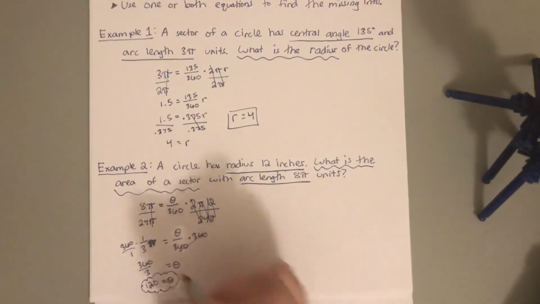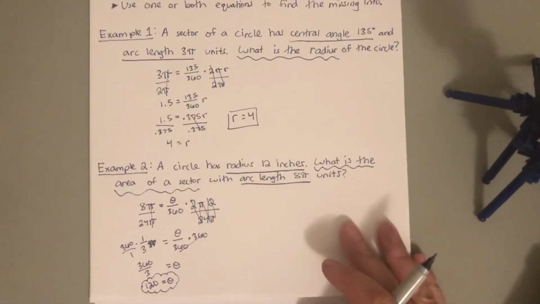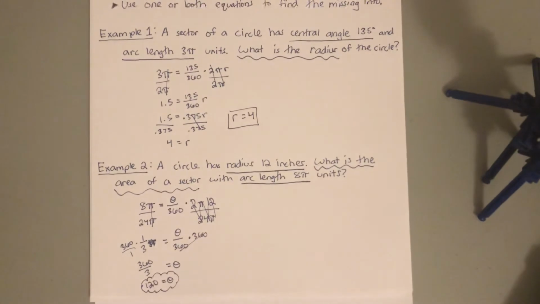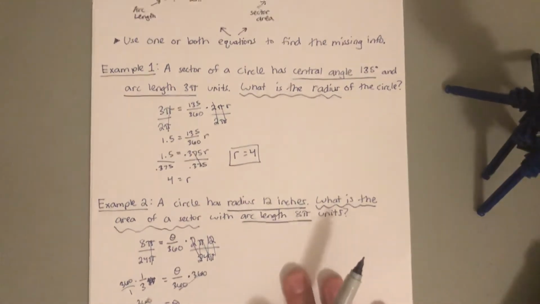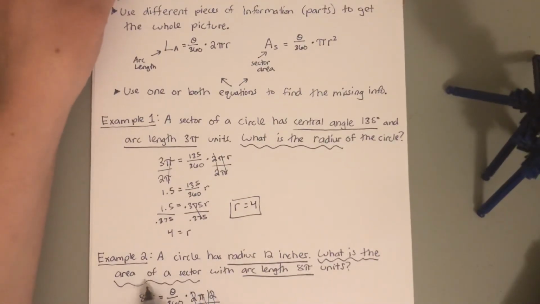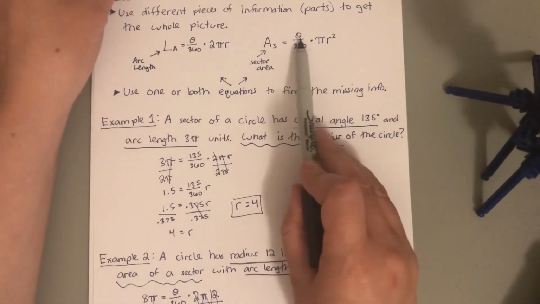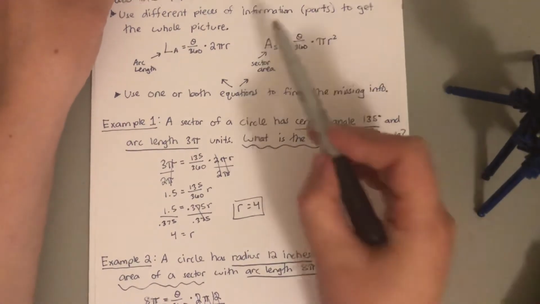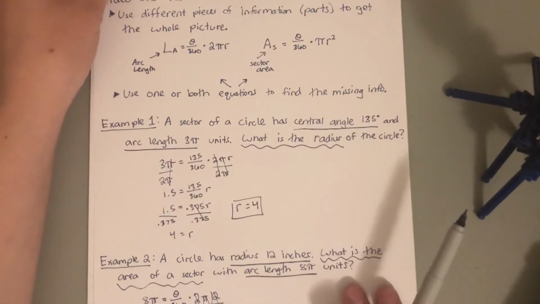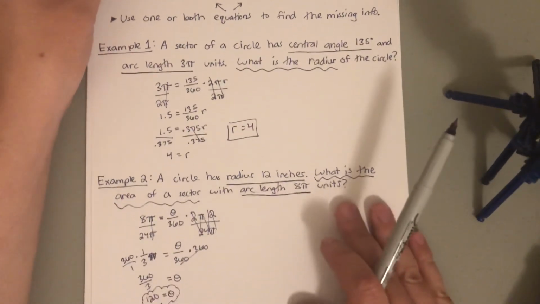So we use the first equation to find the central angle. Now we have the central angle. We can use that to find the area of the sector. That was our original goal, is to find the area of a sector. And now that we have the central angle, we can use that along with the radius of 12 to find the area of the sector. So let's do that.